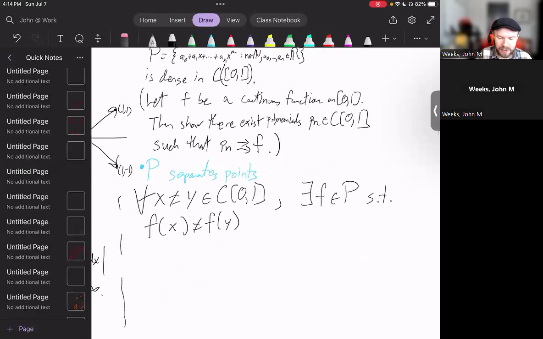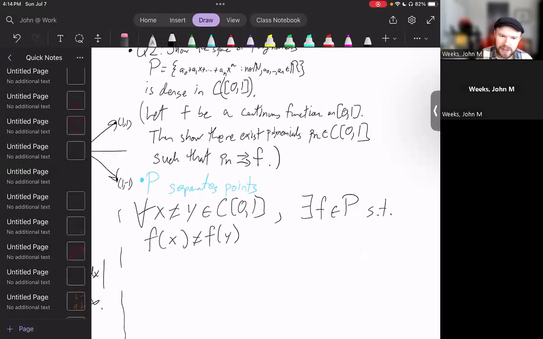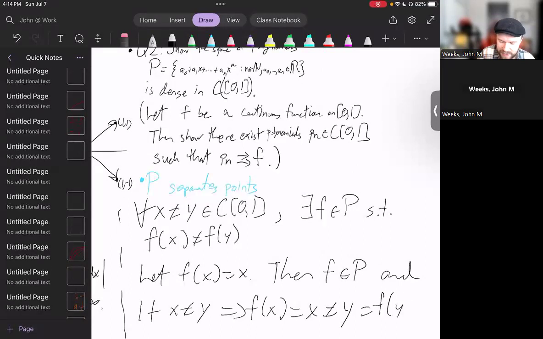So how are we going to do this? Well, the good news is we actually have an injective function amongst the polynomials. Let f of x equal x. Then f is in P, because it is a polynomial of degree 1. And if we have two values, x not equal to y, then that will imply that f of x, which is x, is not equal to y, which is f of y. And that gives us the separation of points that we need.